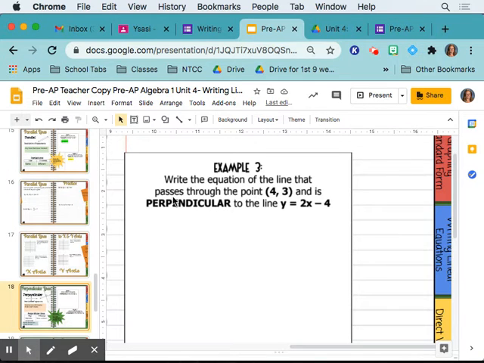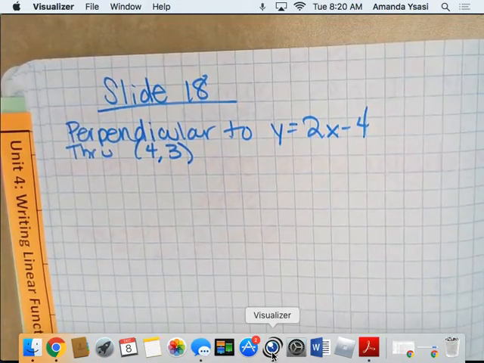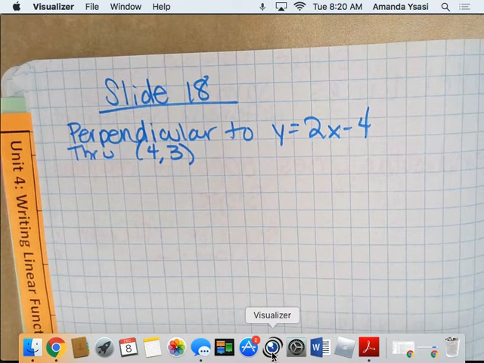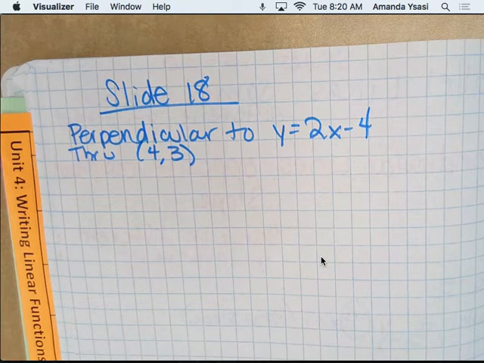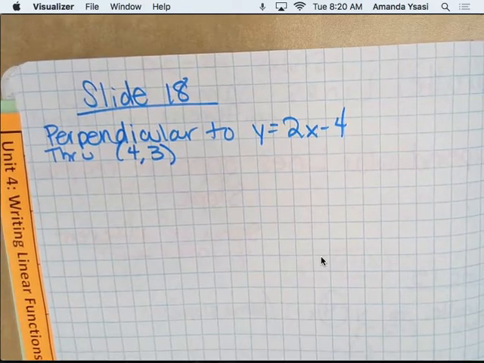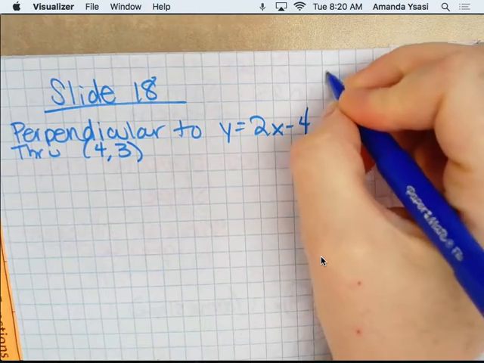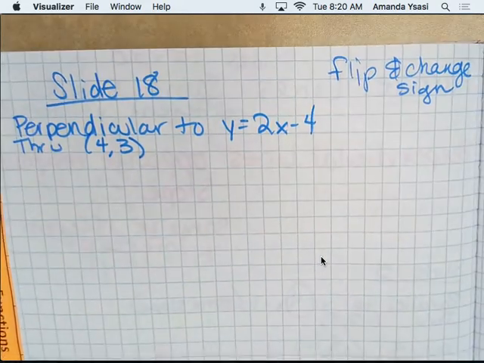Write the equation of a line that passes through point 4, 3 and is perpendicular to y equals 2x - 4, and it is through 4, 3. So if we're talking about lines that are perpendicular, we know we have to flip and change sign because they're opposite reciprocal. That's what I'm going to write out to the side. Flip and change the sign.